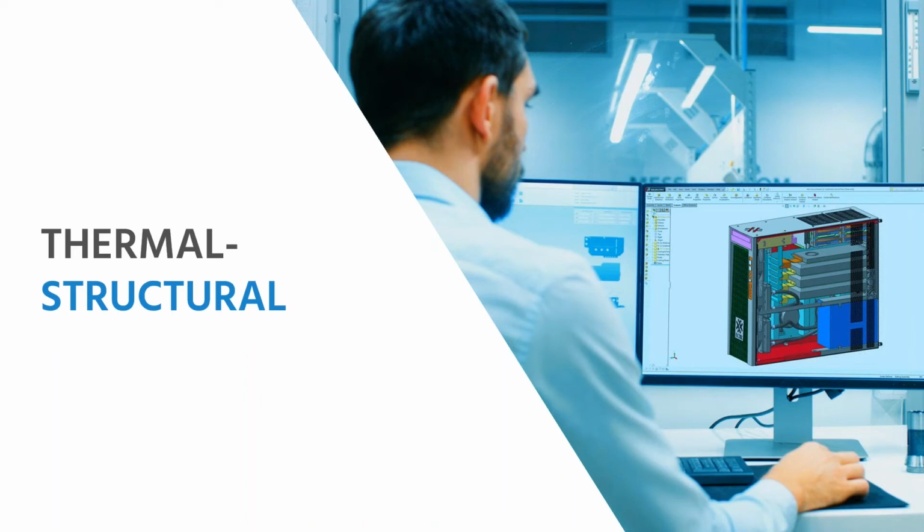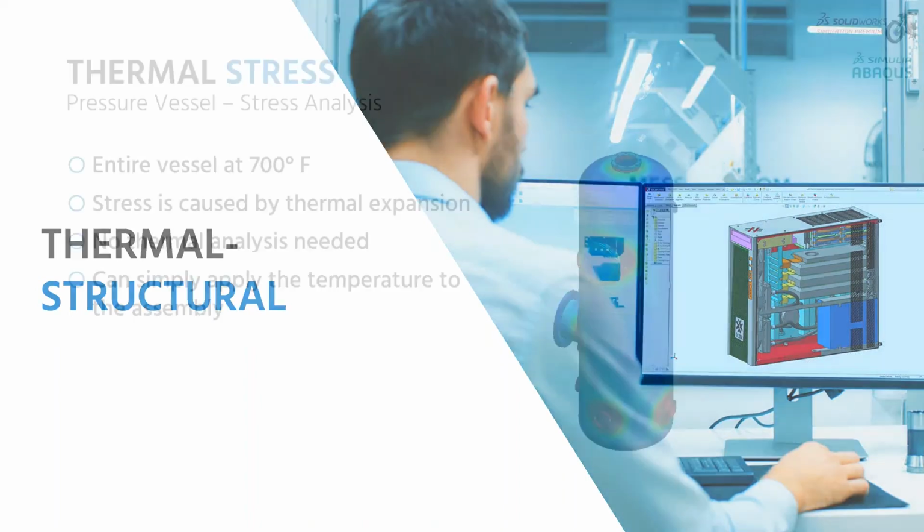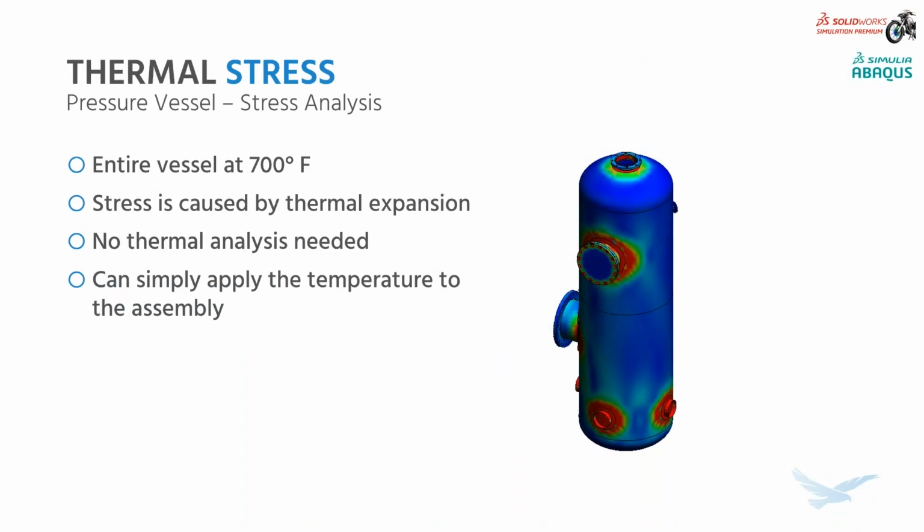So thermal structural analysis, another really common type of multiphysics problem. First example I want to look at here, kind of like when we started talking about the fluid structure interaction, is not really thermal structural. We've got that pressure vessel again. This time we're heating it up. Everything's going to be at 700 degrees Fahrenheit. And of course, that's going to cause some thermal expansion.